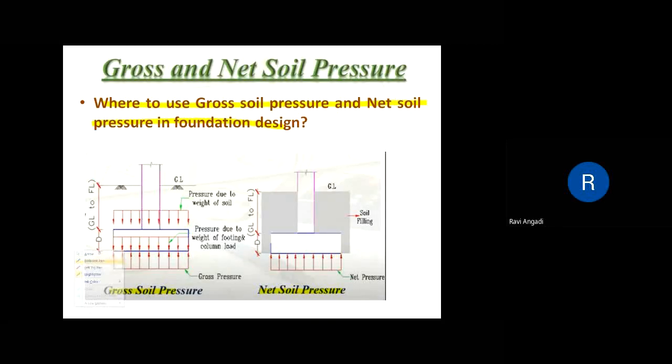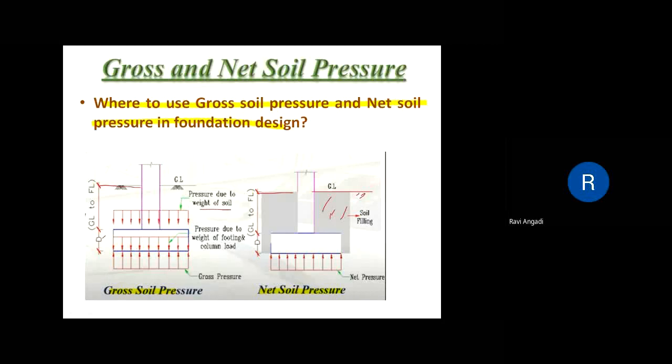Taking the first one, this is the ground level, and from the ground level to the footing level it is marked here, and D represents the depth of the footing. Over the footing, a pressure due to the weight of the soil is acting. The soil is filled here completely. Because of this soil filling, the footing is subjected to a pressure due to the weight of the soil.